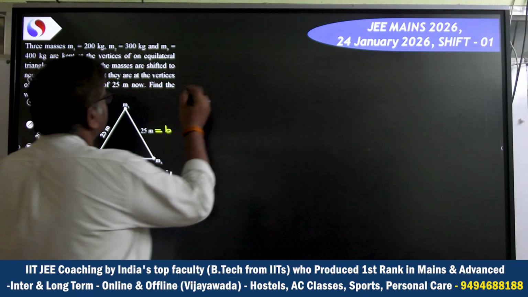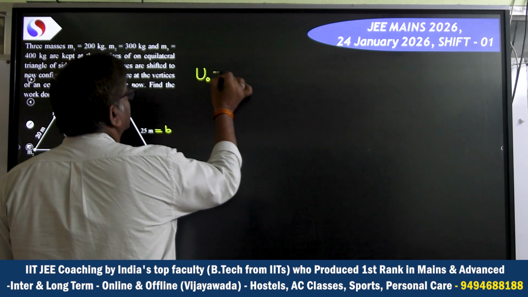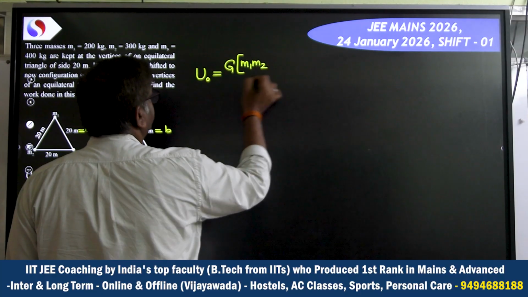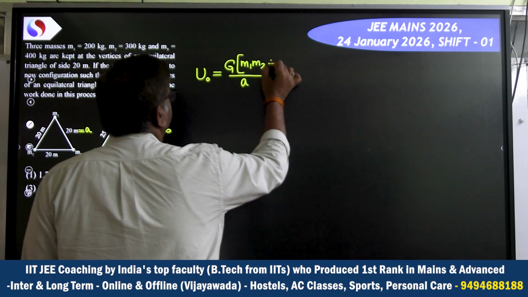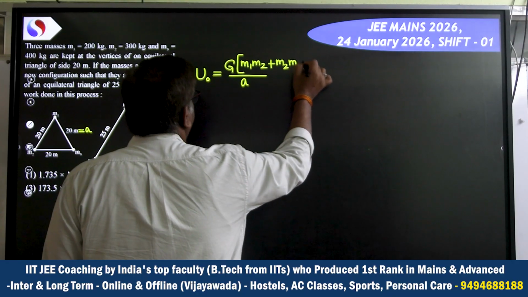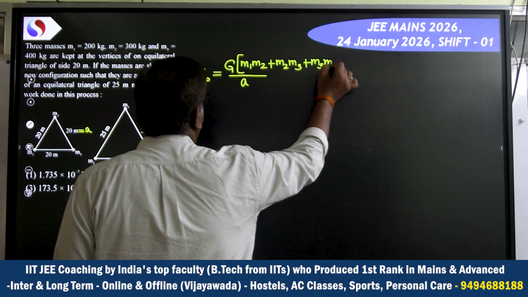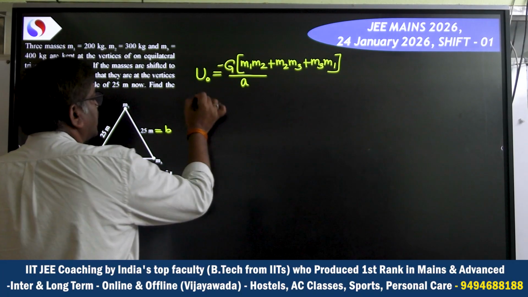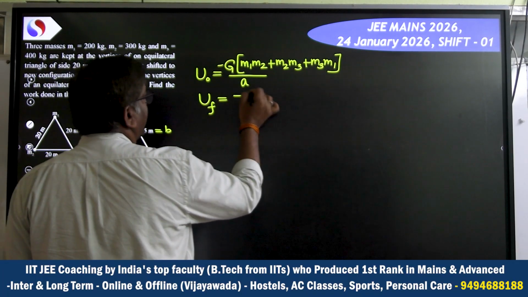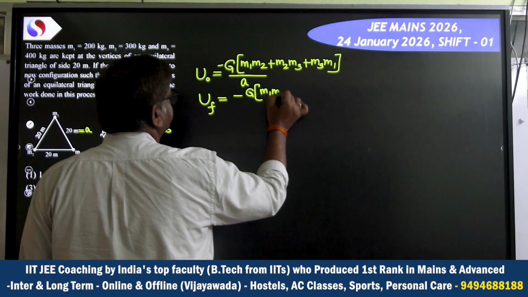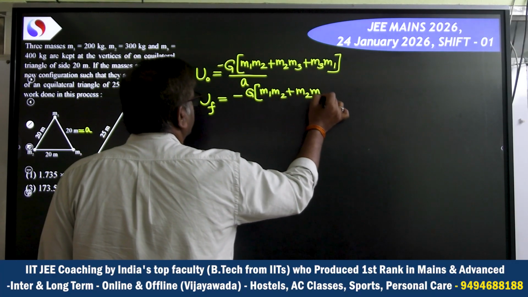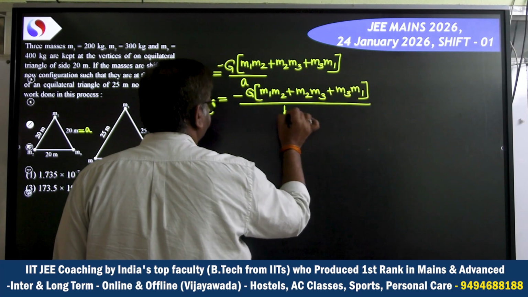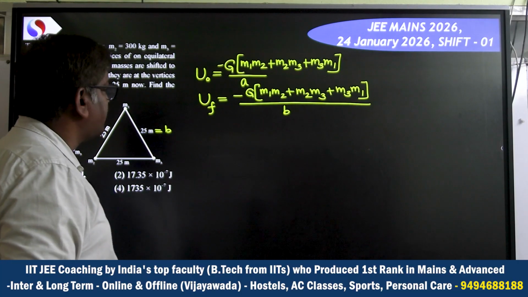So if I write down the initial energy of the system, it will be minus G into M1 M2 by A plus M2 M3 by A plus M3 M1 by A. Right? That is with the minus sign. So this is the initial potential energy. The final potential energy will be what? Minus G into M1 M2 plus M2 M3 plus M3 M1, all these pairs being at a distance B. A is my 20 meter, B is my 25 meter.